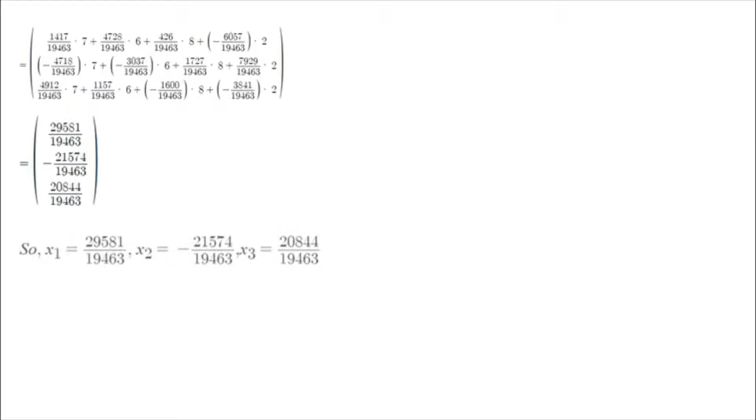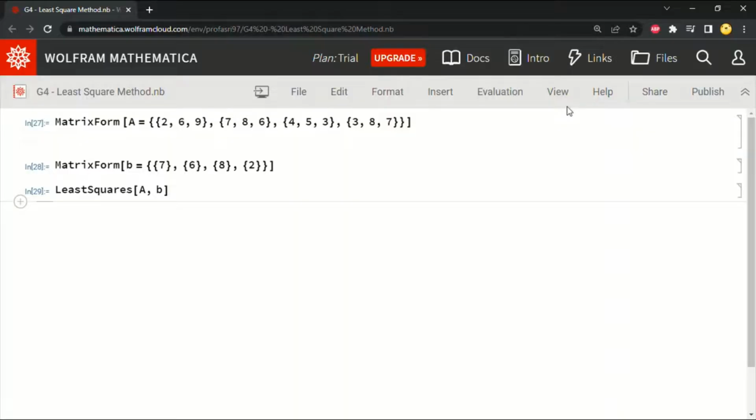And then we got the final answer. So x1 equal to 29,581 over 19,463. x2 is -21574 over 19463. And we got x3 is 20844 over 19463. That's all.